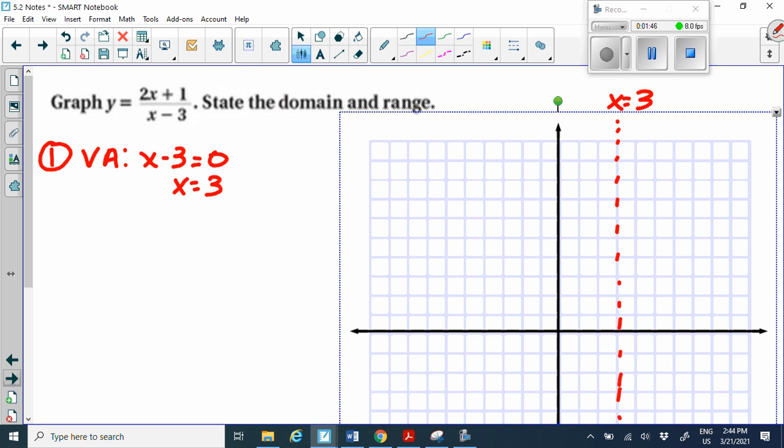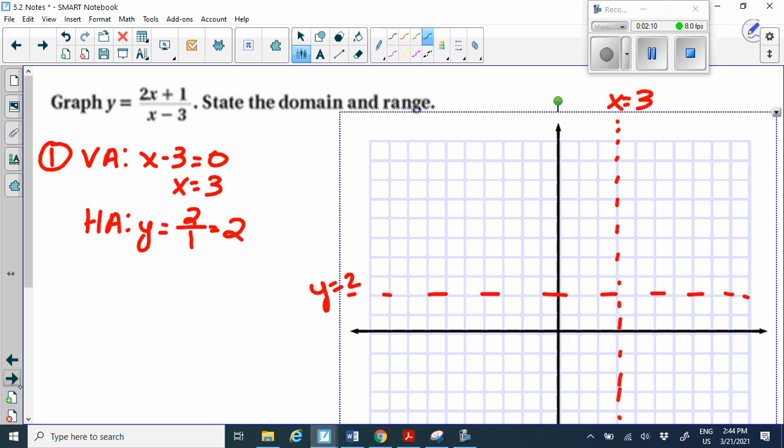Okay, now our horizontal, that's going to be basically our a over c. So our a value is 2, and then our c value is going to be 1. So basically your a and c are the numbers that are in front of the x's. So here, really, we have y equals 2. I'll go ahead and graph that.